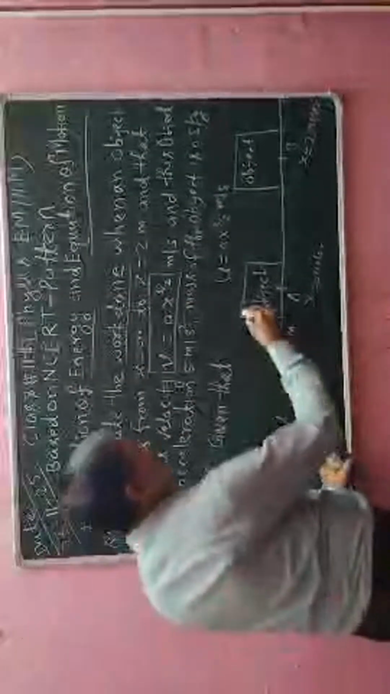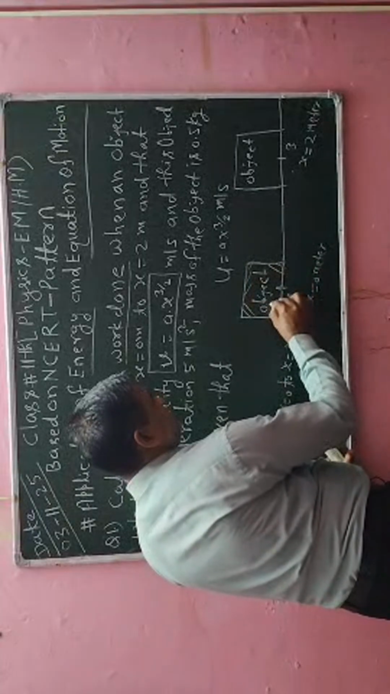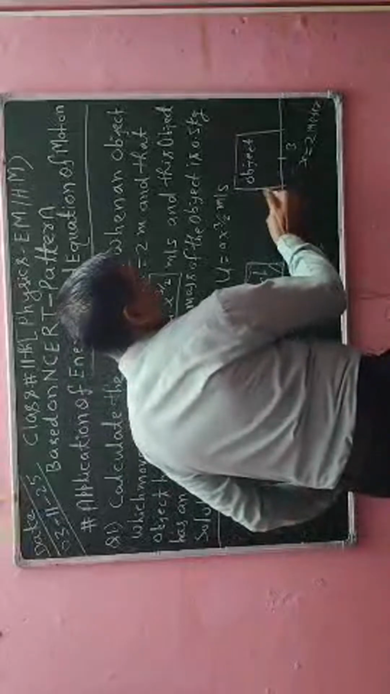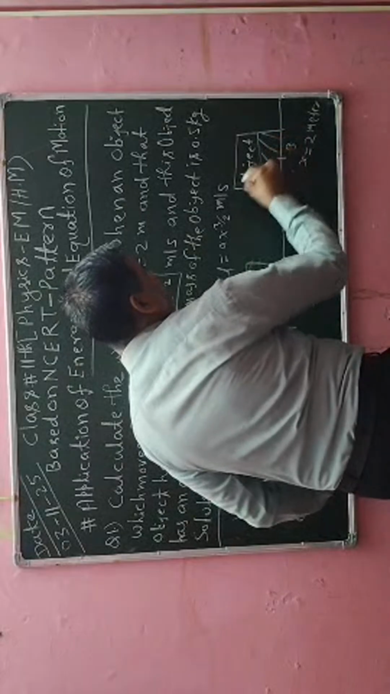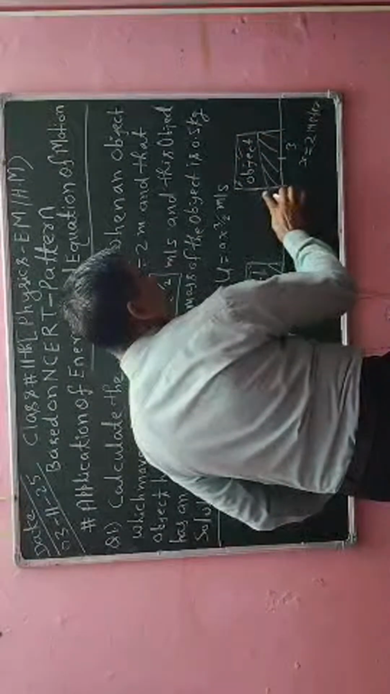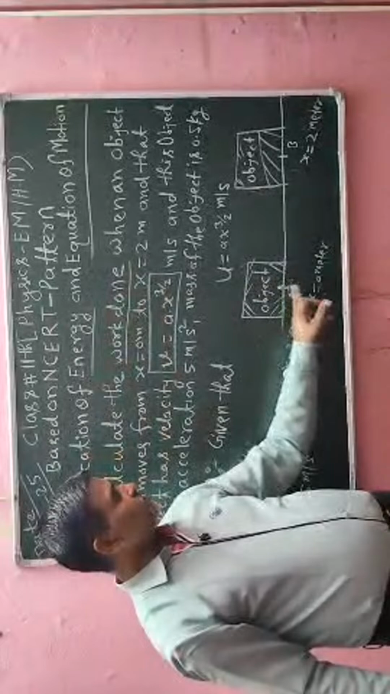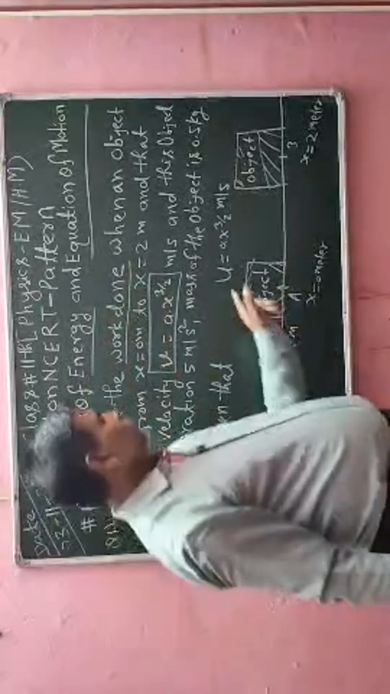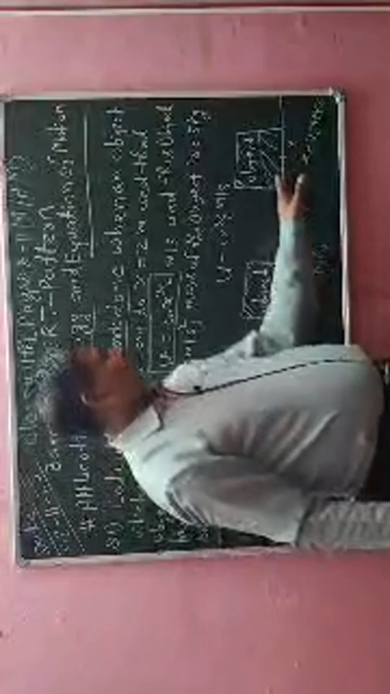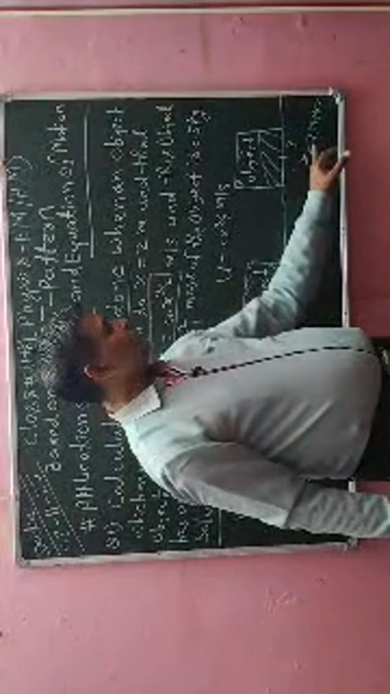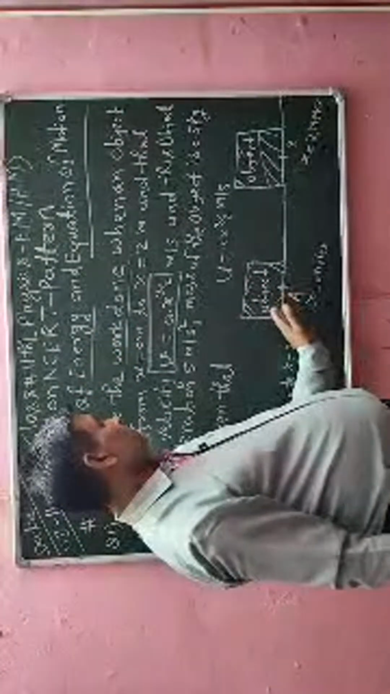Now this is the object. I am going to hatch it, so its diagram will look like this. This is the same object, so I am hatching it like this. Now this is the object which is available at the point A, and its X coordinate is 0 meter. Now it is moving with velocity A into X to the power 3 by 2 meter per second. So after some time it will reach the point B, and its X coordinate will be 2 meter. So we have to find work done.